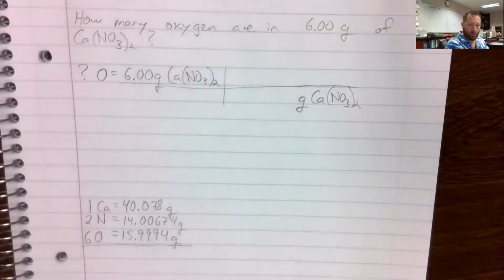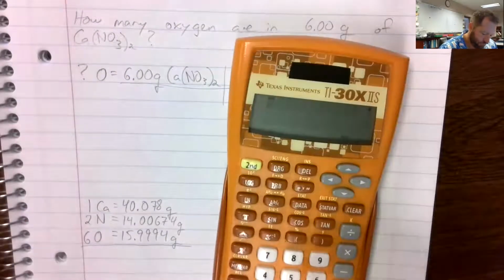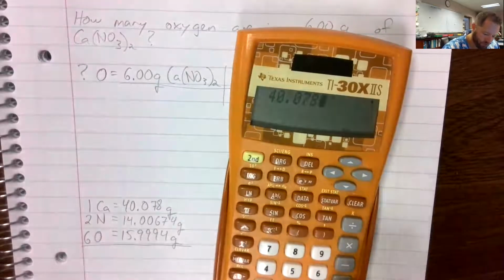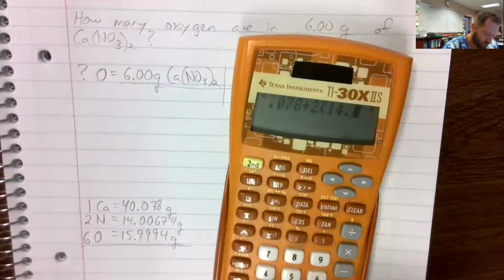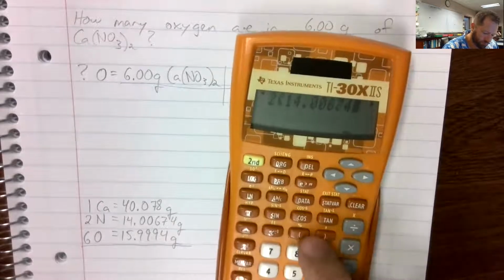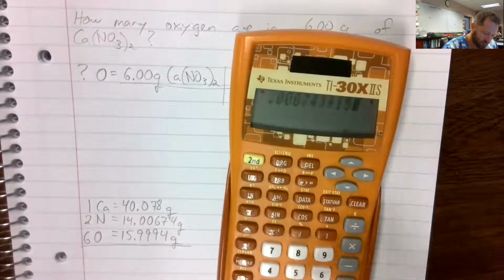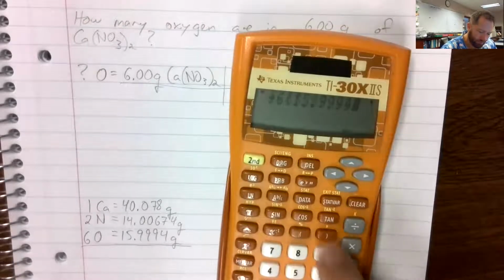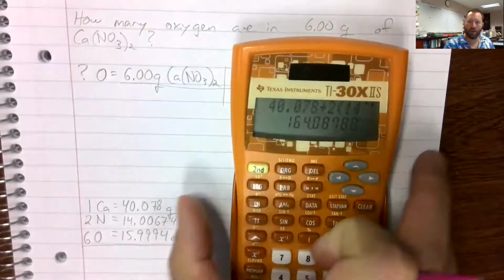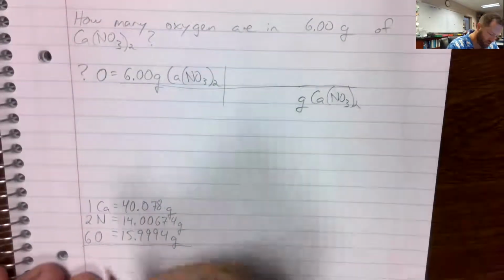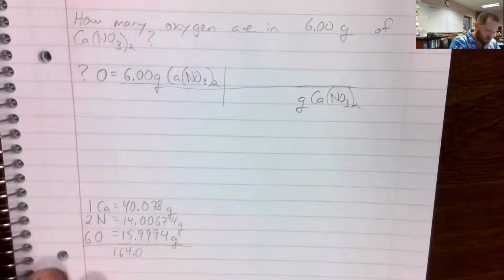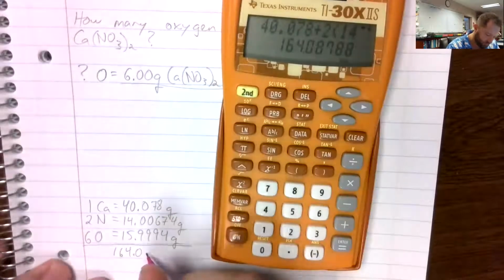Now we're ready to go. 40.078 plus 2 times 14.00674 plus 6 times 15.994. There is our mass of calcium nitrate. Check, make sure you guys got the same values there.